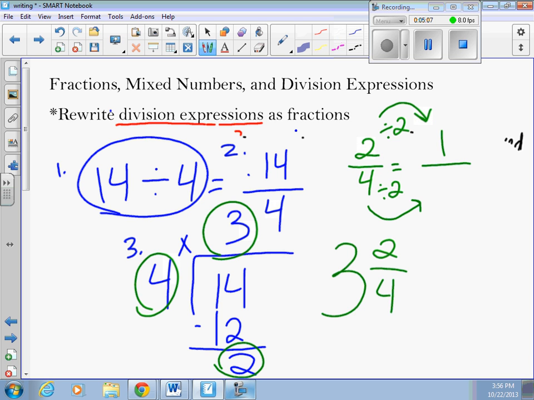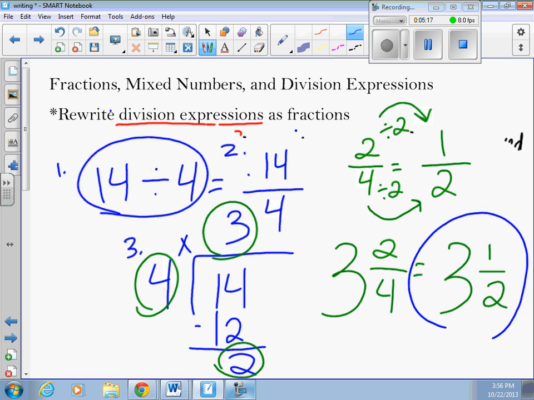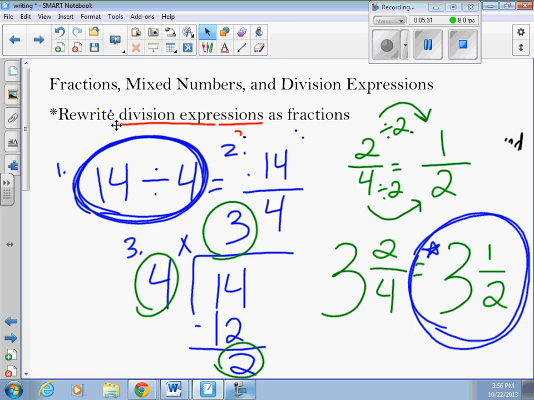2 divided by 2 is 1. 4 divided by 2 is 2. So 3 2/4 is equal to 3 1/2. So this is the answer to this division expression here. 14 divided by 4 simplified is 3 1/2. Even though we wrote it lots of different ways, this is the simplified answer, 3 1/2.